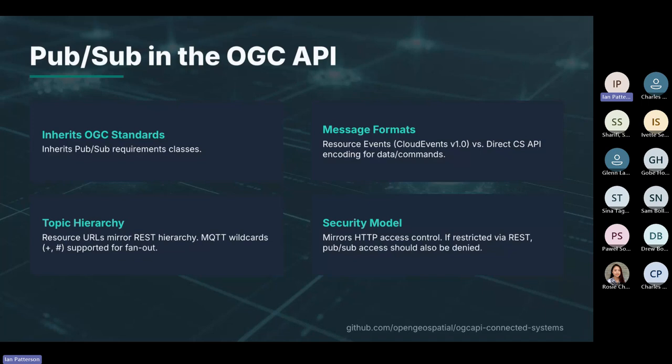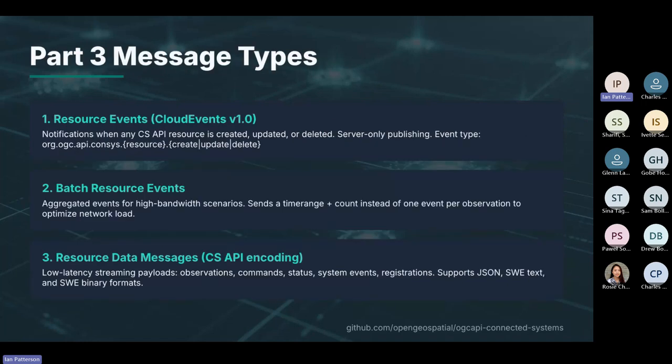Also, the security model for this does follow the HTTP access control. Obviously, it's up to the individual implementers to make sure that this happens. But in general, if a certain topic is off limits to a certain user, then the ACL in the pub sub broker should do the same. So I touched on this a little bit. I said there were two message types, and that's true, but there's sort of a special case for resource events.